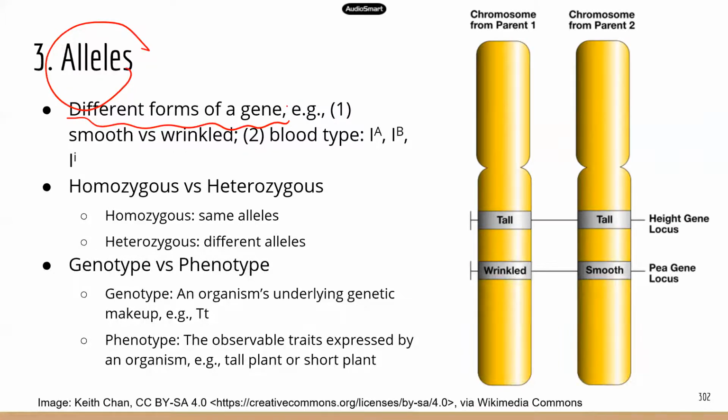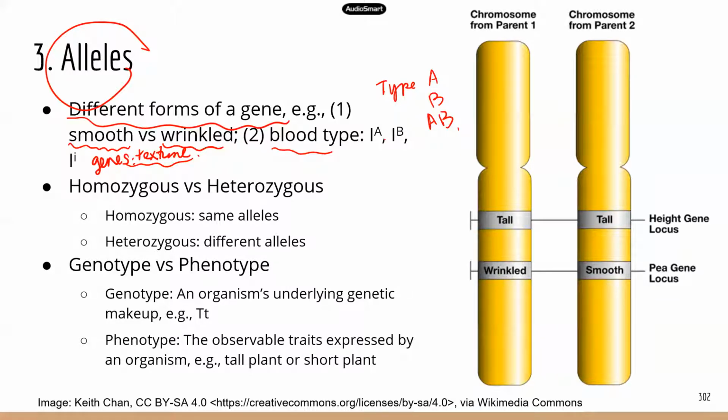For example, for the gene that regulates the texture of the seed, there might be 2 different alleles, right? One allele, one form of the gene, will code for smooth seeds, and the other allele codes for wrinkled seeds. We have different blood types. Some people are type A, some people are type B, some people are type AB, right? So these blood types are determined by what kind of alleles you have.